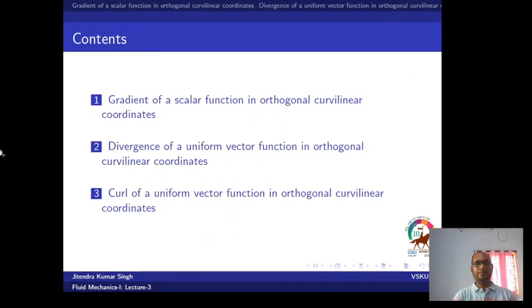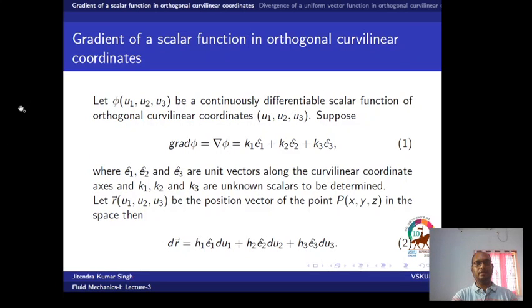So let us start. Firstly, we shall discuss the gradient of a scalar function in an orthogonal curvilinear coordinate system. Suppose phi is a continuously differentiable scalar function of the orthogonal curvilinear coordinates u1, u2 and u3. I am supposing that grad phi is the vector k1 e1 plus k2 e2 plus k3 e3, where e1, e2 and e3 are unit vectors along the curvilinear coordinates, and k1, k2, k3 are some scalars, which we shall determine later on.